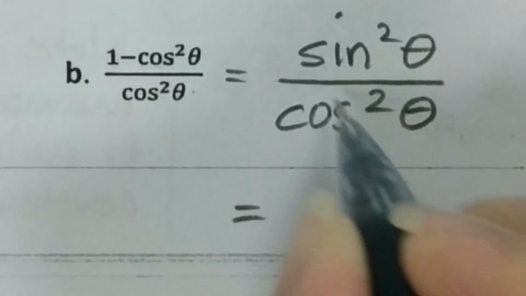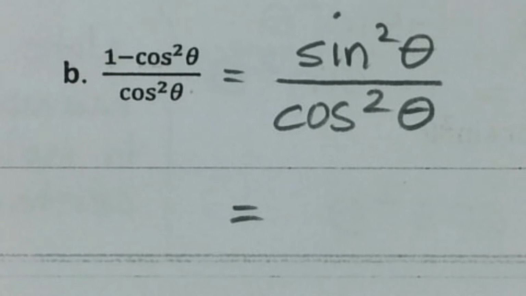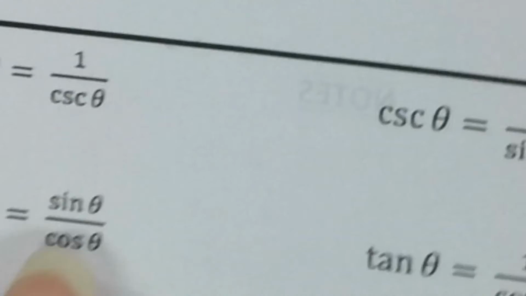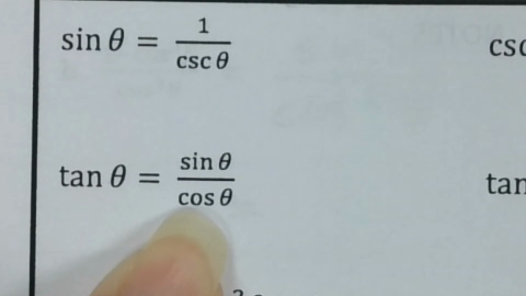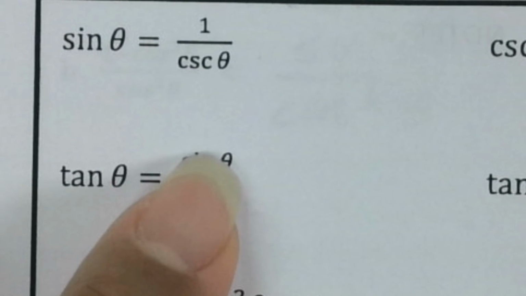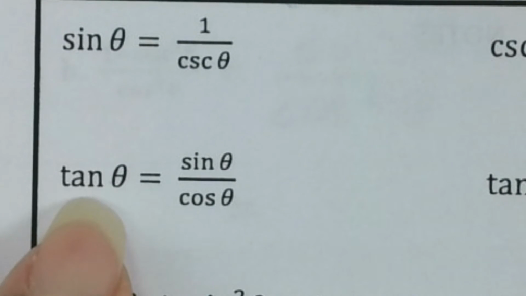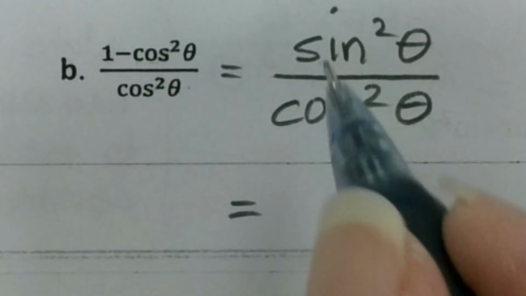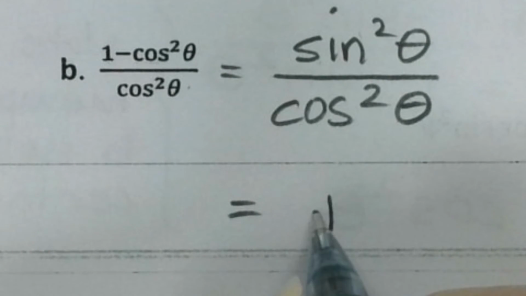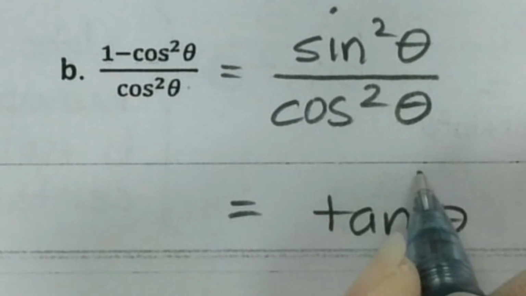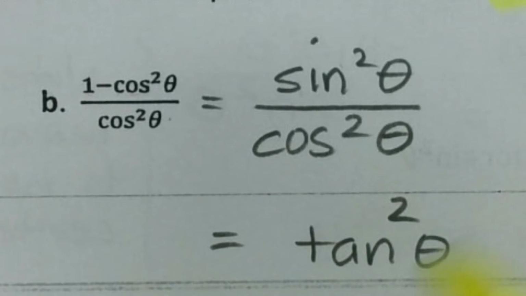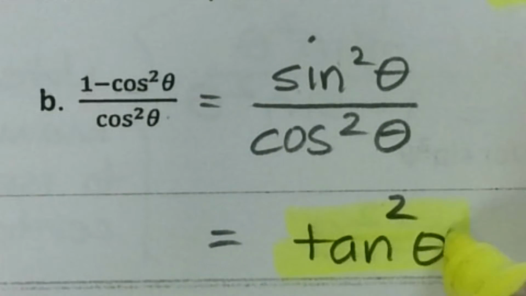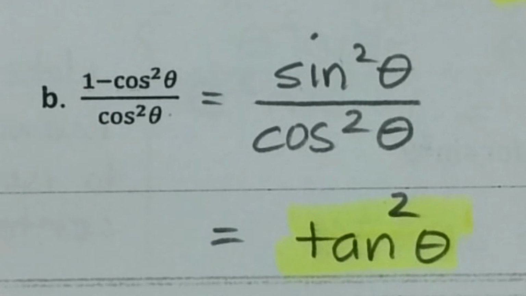But don't we know that sine over cosine is tangent? We sure do. The formula chart tells us that sine over cosine is tangent, but the only difference is that in our problem, these are both squared. So if this is squared and this is squared, this has to be squared too. So sine over cosine is tangent theta, but we do need to put the square term because they are all squared. So that's our answer for part B.